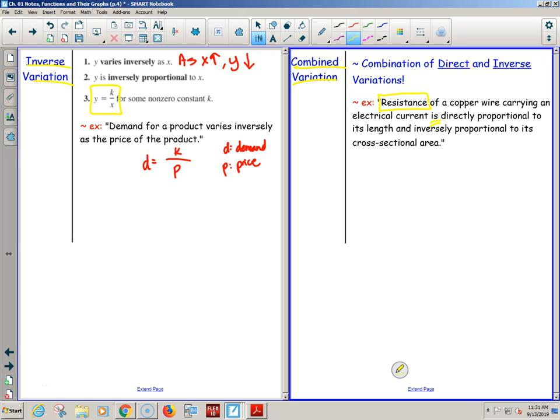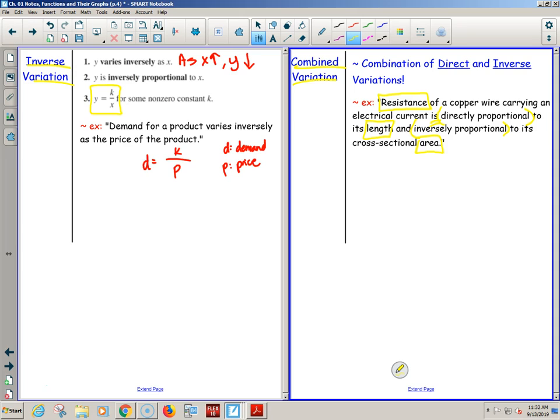Is what? Directly proportional to what? Length. There's another variable, right? And inversely proportional to its cross-sectional area. Do you guys see why I boxed resistance, length, and area? Because those are my nouns. Everything else is just like adjectives or prepositional phrases.